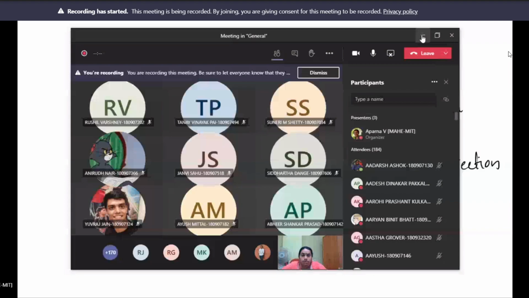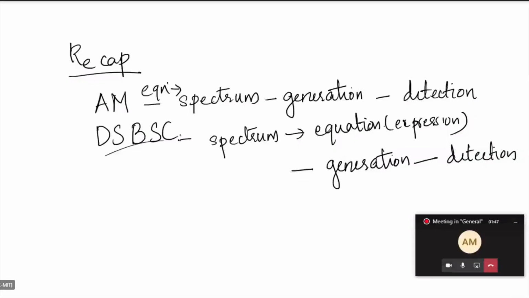So amplitude modulation: the spectrum, equation, generation, and the detection. Similarly, DSBSC means double sideband suppressed carrier. And why did we go ahead with DSBSC? Anybody remembers?